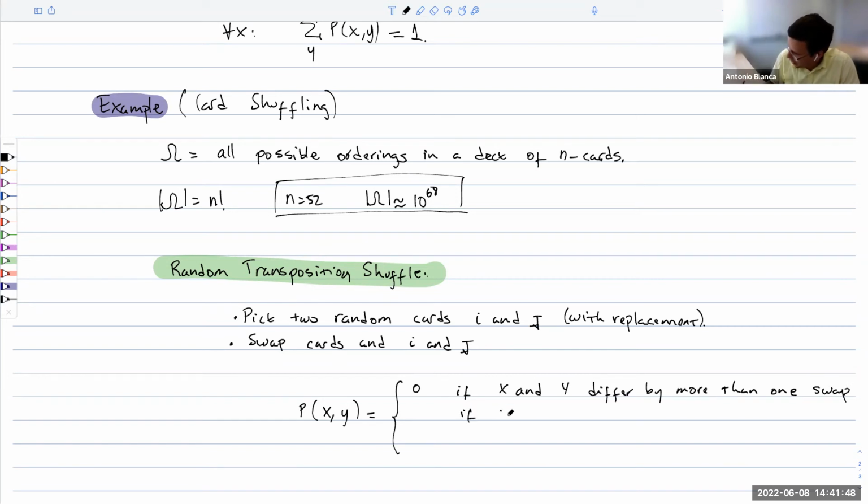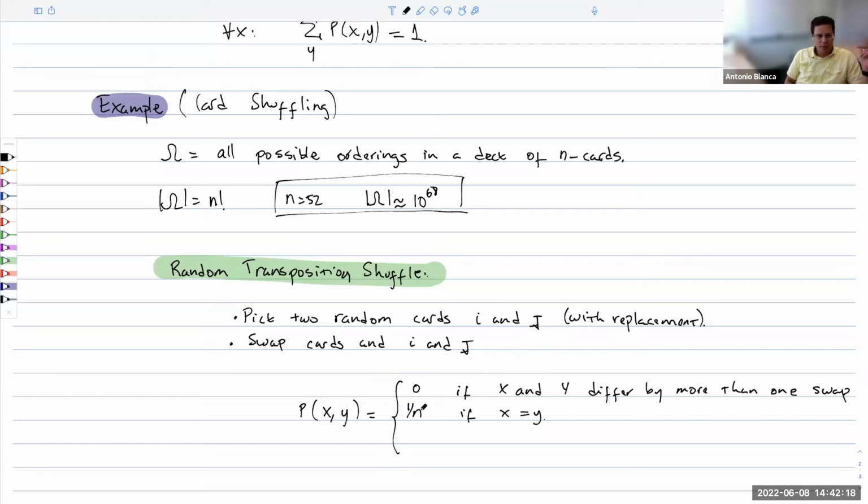Another case is when X equals Y, which is the probability that you stay put. This happens if you select the card X twice. So you have to select some card X, which happens with probability 1 over n if you have n cards, and then you need to select it again, with probability 1 over n. So it's 1 over n times 1 over n, that's 1 over n squared for each of the n possible cards. Then there are n different cards in the ordering for X, so this is 1 over n probability overall.